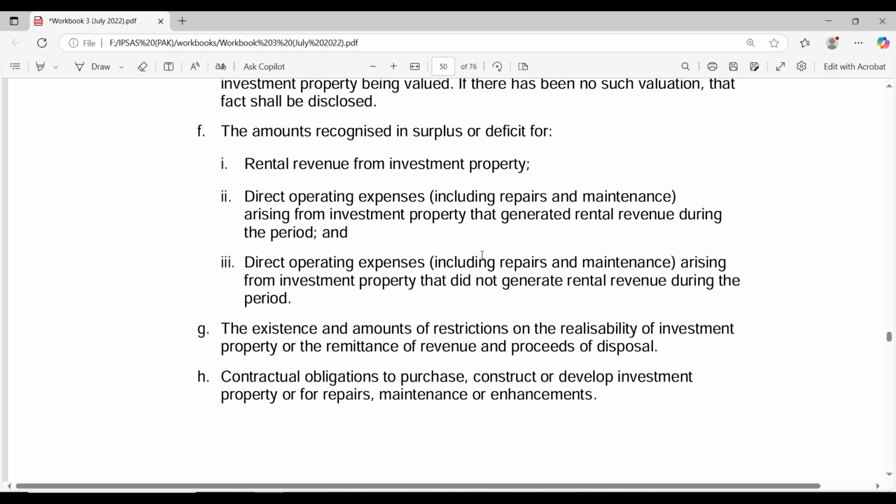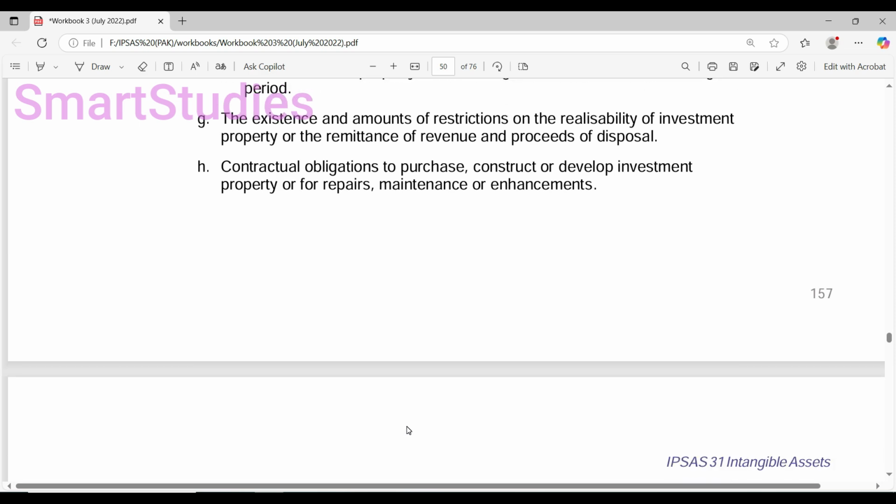Similarly, direct operating expenses, including repair and maintenance, arising from investment property that did not generate rental revenue during the period. Basically, these are useful, and these are expenses that do not give returns to you. The existence and amount of restrictions on the realizability of investment properties or the remittance of revenue and proceeds of disposal. Similarly, contractual obligations to purchase, construct or develop investment properties or for repairs, maintenance and enhancements, you need to disclose it.